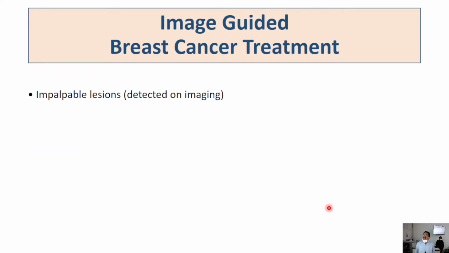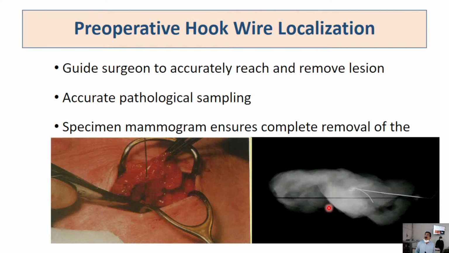Now, for the impalpable lesions which are detected on imaging, it guides the surgeon to accurately reach and remove the lesion. And it also permits, as Dr. Sandeep Mathur has also said, accurate pathological sampling. And the specimen mammogram which we obtain following the wire-guided excision ensures complete removal of the tumor.